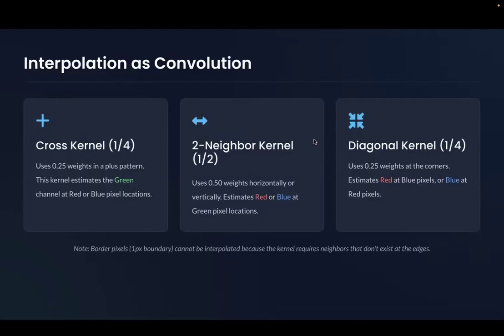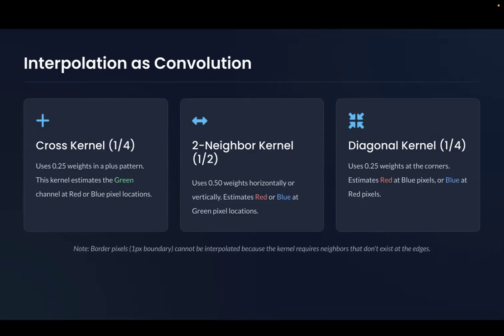Another way to think about bilinear interpolation is as convolution. Each of the four cases maps to a 3 by 3 convolution kernel applied to the appropriate color channel. The cross kernel uses quarter weights in a plus pattern. This estimates green at red or blue pixels. The two neighbor kernel uses half weights either horizontally or vertically.